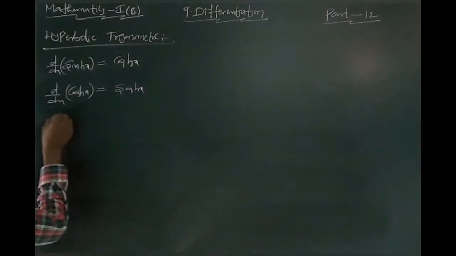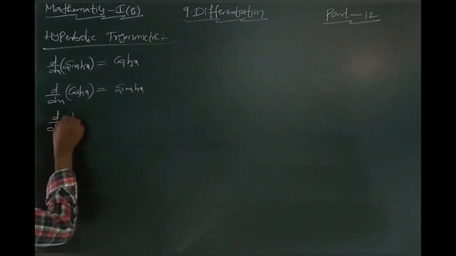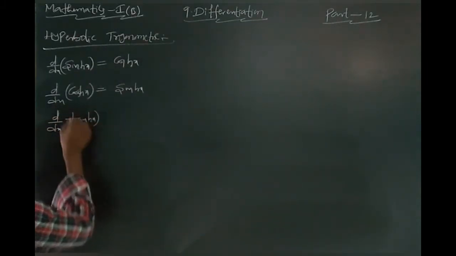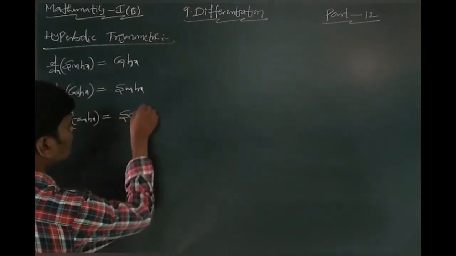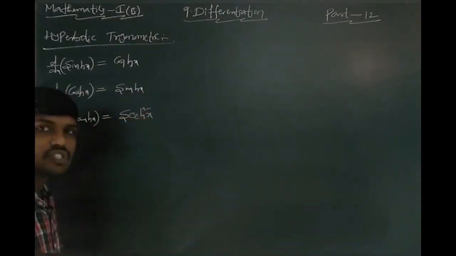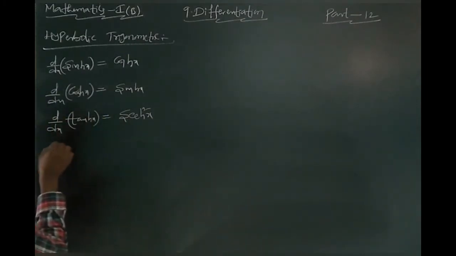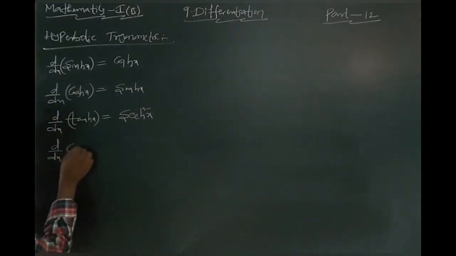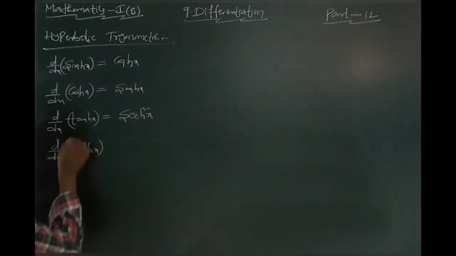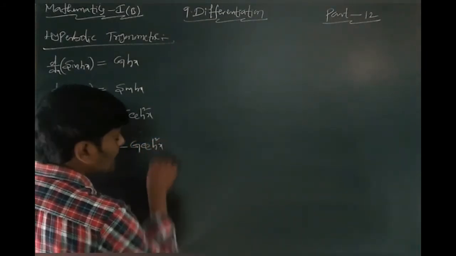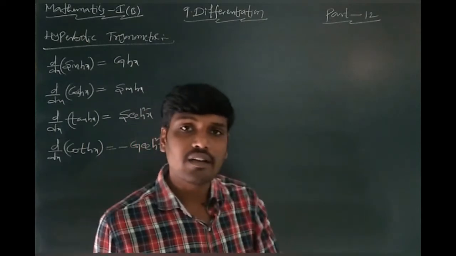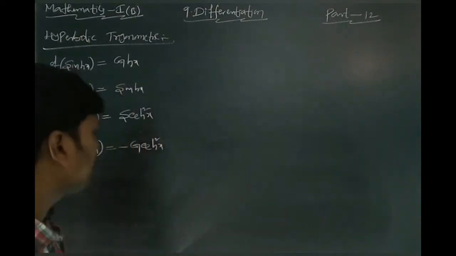After that, derivative of tan hx. Derivative of tan hx is secant h square x. Similarly, derivative of cot hx. Derivative of cot hx is equal to minus cosecant h square x.